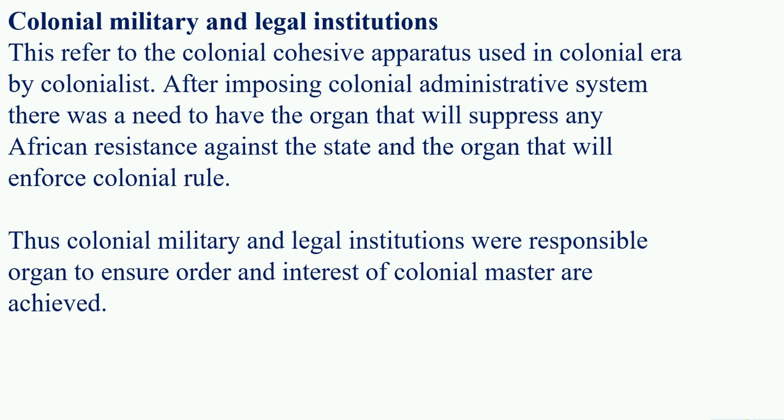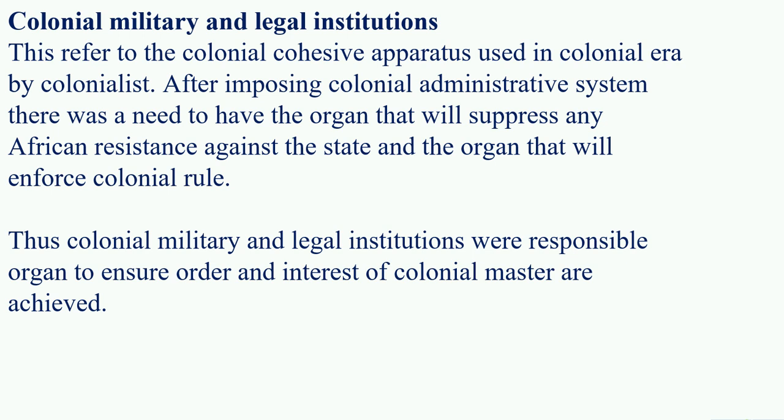Then direct, indirect, and assimilation, those were administrative systems. But these administrative systems were accompanied by colonial military and legal institutions. In brackets, we used to call them coercive apparatus. These were the systems, the organs that helped the administrative systems to run properly. This referred to the colonial coercive apparatus used in the colonial era by colonialists.